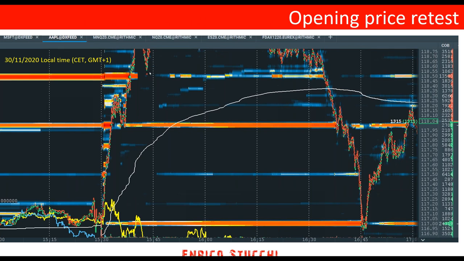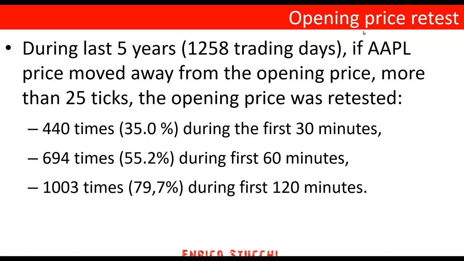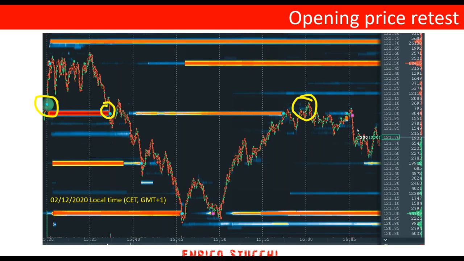Okay, another important pattern is the opening price retest. This is the open, price goes up and retests the open price. Some figures, opening price retest during the last 5 years, so many trading days. If Apple price moved away from the opening price more than 25 ticks, the opening price was retested 440 times, so 35% during the first 30 minutes, 694 times, 55.2% during the first 60 minutes, or 1,003 times, 79.7% during the first 120 minutes. Okay. It's an edge. So this is, for instance, our opening price retest, price moves away and retests, goes down and retests.